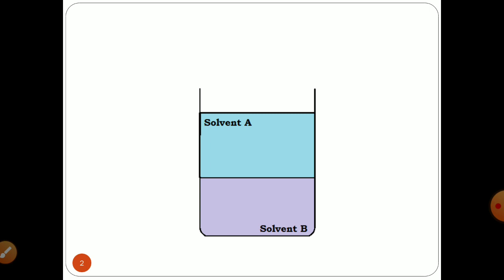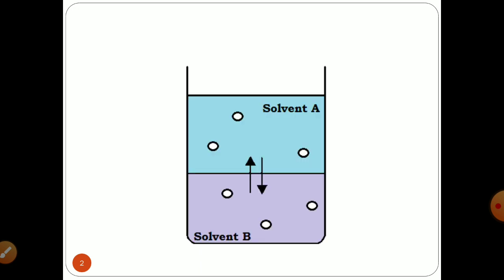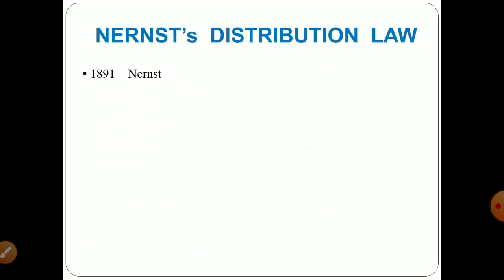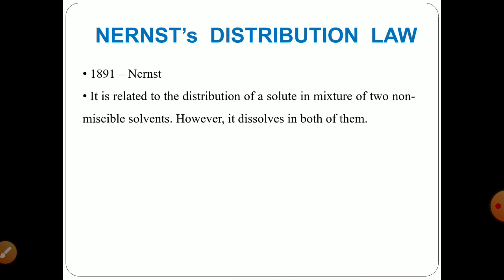So to the system having two immiscible liquids, if I pour some amount of solute, then that solute will distribute itself between these two immiscible solvents. A particular amount of solute will be distributed in solvent A and the remaining amount will get distributed into solvent B. So this relationship of distribution of a solute in a mixture of two non-miscible solvents, remember, this solute is distributed between the two solvents, meaning it has the capability of dissolution in both of them.